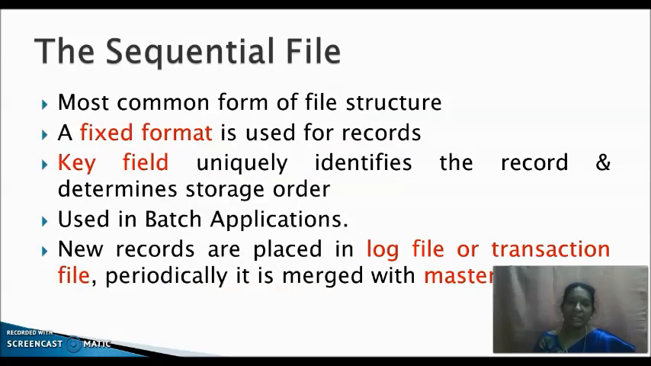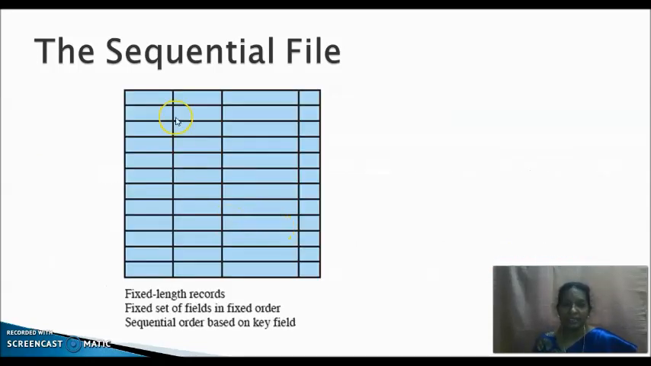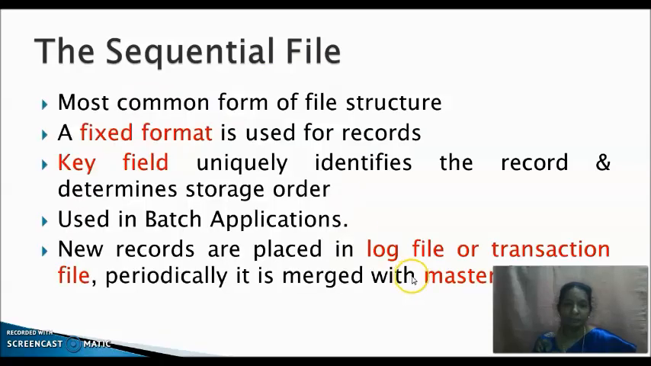The next one is sequential file. From the name itself, we can say that it is sequentially accessed. That is, it has fixed length records and a fixed set of fields, but it should be accessed sequentially, one after the other. The most common form of file structure is the sequential file. A fixed format is used for records. Key field uniquely identifies the records and determines storage order.